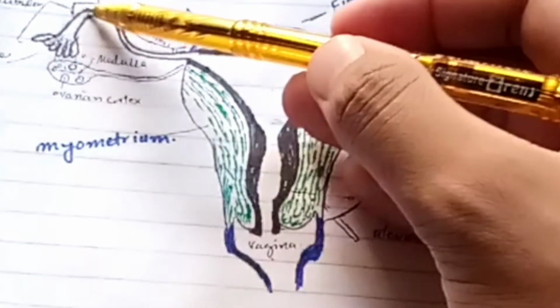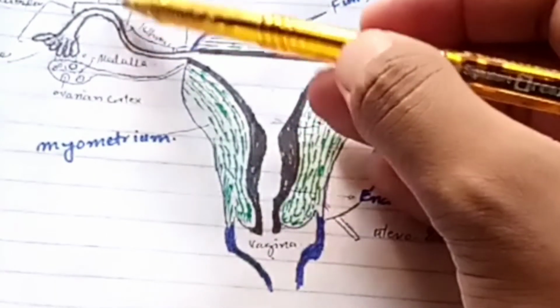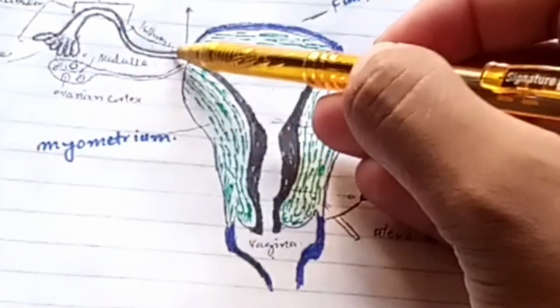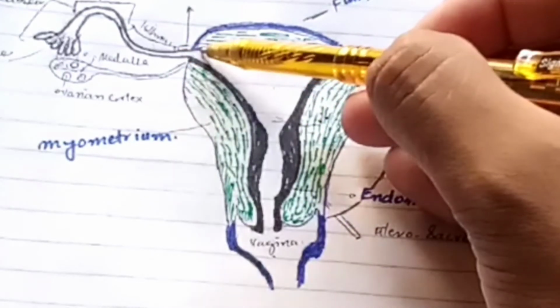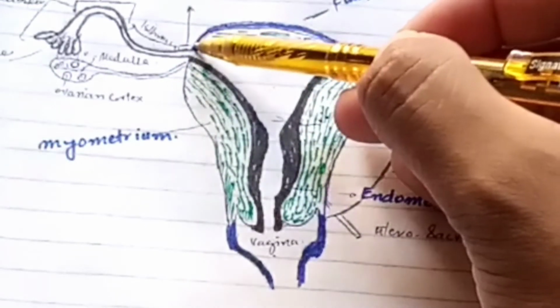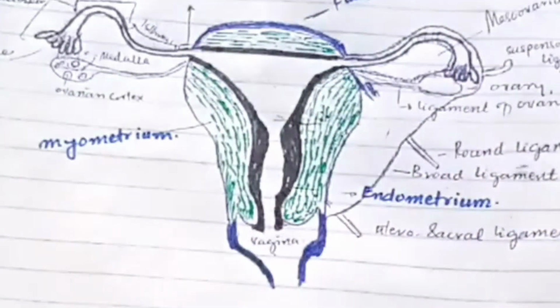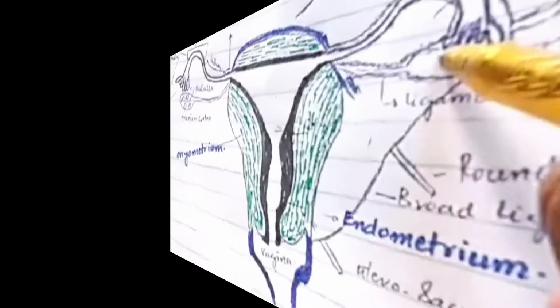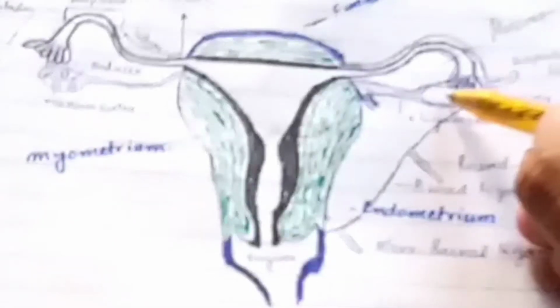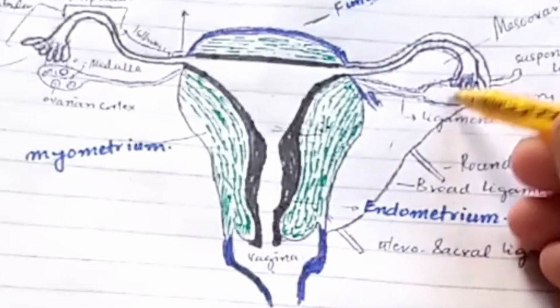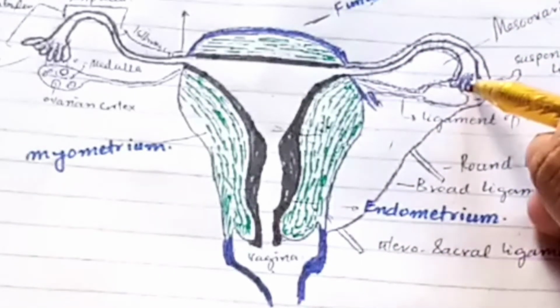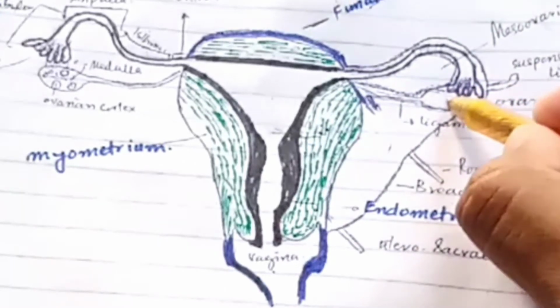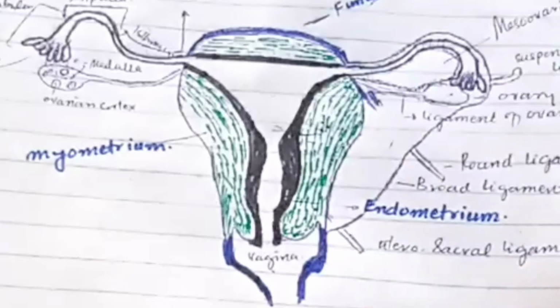And here you can see this portion of the uterine tube or the fallopian tube is called ampulla, and this portion of the uterine tube is called isthmus, and the part of the uterine tube which is present just inside the uterine body is called the intramural part of the uterine tube. See, this is called ovary, and the ovary is not directly connected to the uterine cavity, but it is connected through the fallopian tube. So these fimbriae actually sweep the ova from the ovary into the fallopian tube and then into the uterine cavity.